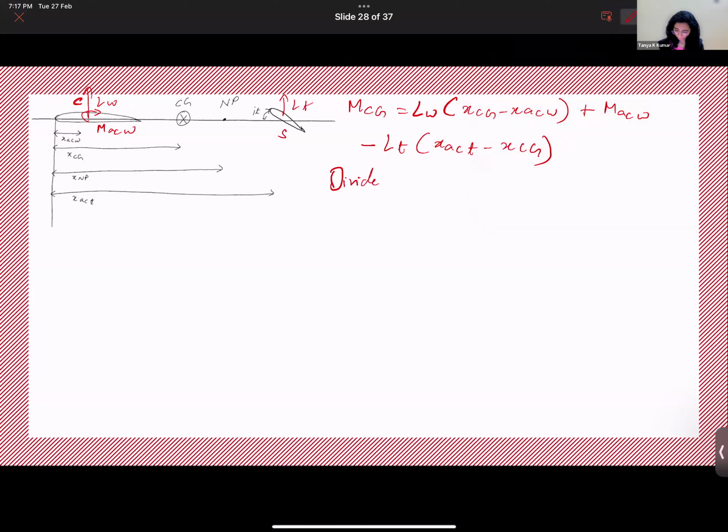Divide by half rho v square S C bar. So what do you get? Before that, let's just try expanding this, so it makes it easier. Let's just do the moment about the CG. So the lift on the wing, how do you expand lift on the wing? L W.